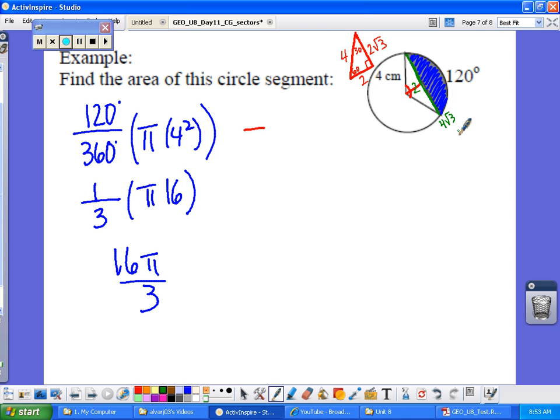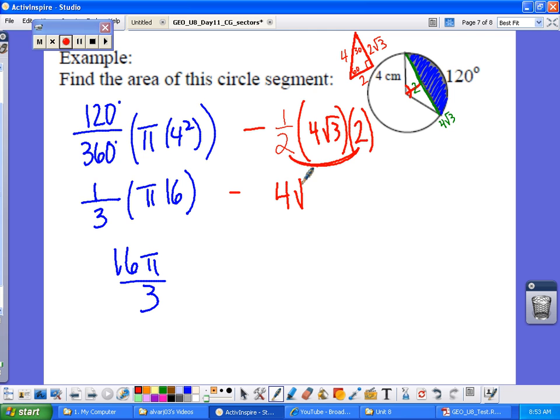So my equation for the triangle is going to be 1/2 the base, which I'm looking at as this part of it, 4 the square root of 3, and the height has to run perpendicular to it, so that would be 2. So this gives me 1/2 of this. What I'm going to do is put the 1/2 and the 2 together, because half of 2 is 1. So 1 times 4 the square root of 3 will leave me 4 the square root of 3. So then this will be minus 4 the square root of 3.